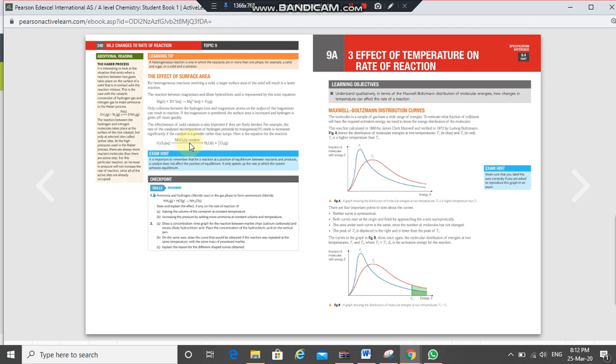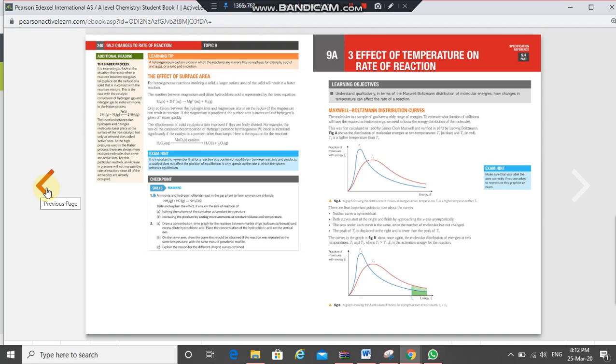Okay, so by increasing the surface area, by converting that manganese oxide into the powdered form, I will increase the collisions, and as well I'm going to increase what? The rate of reaction. Okay, so these are the three factors we can control in order to see different rates of reaction.